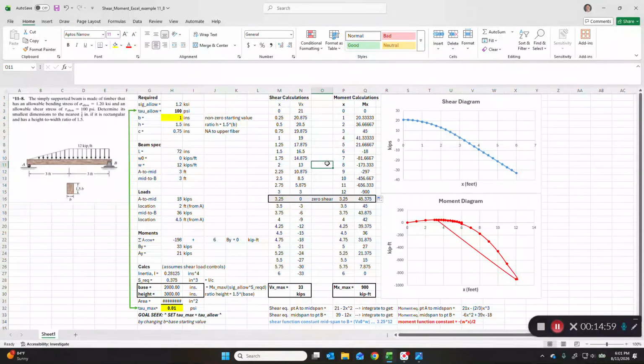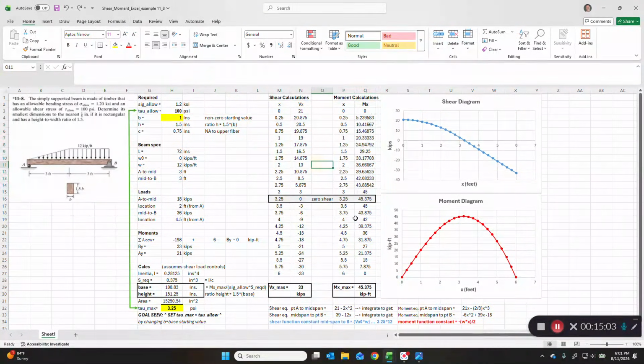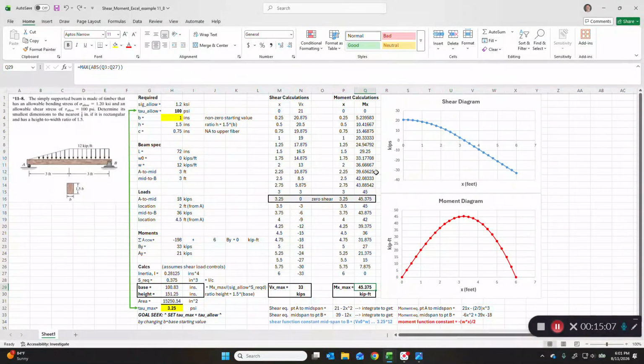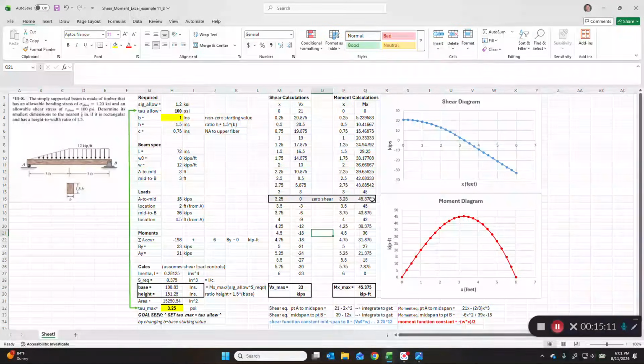And for some reason, I'm losing something in translation here. Maybe I forgot a dollar sign. So I'm not going to worry about it. So what's our maximum moment? We would just want the maximum of the entire vector, right? And we get 45.375. That happens to occur where x is 3.25, and that's the zero shear point.